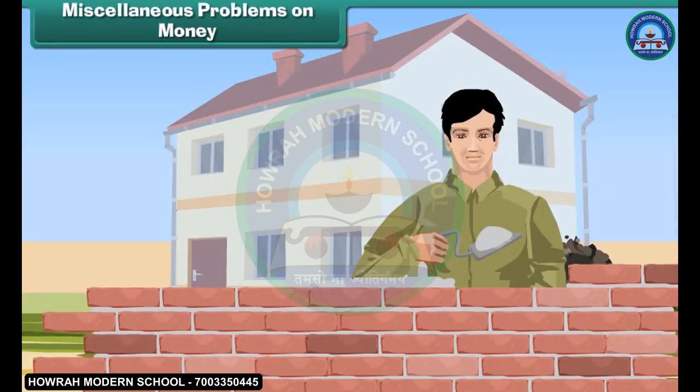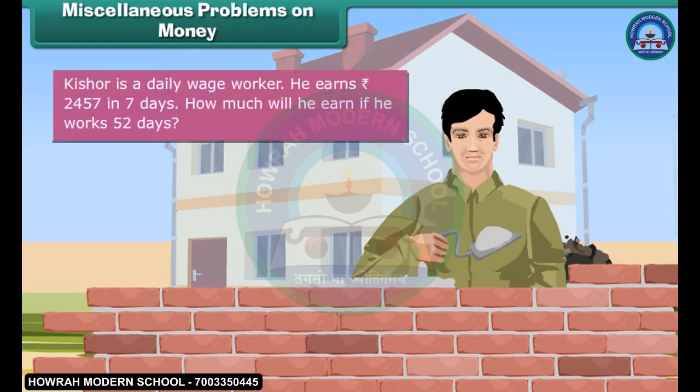Miscellaneous problems on money. Now let us apply both the concepts together in solving money problems. Kishore is a daily wage worker. He earns 2,457 rupees in 7 days. How much will he earn if he works 52 days?